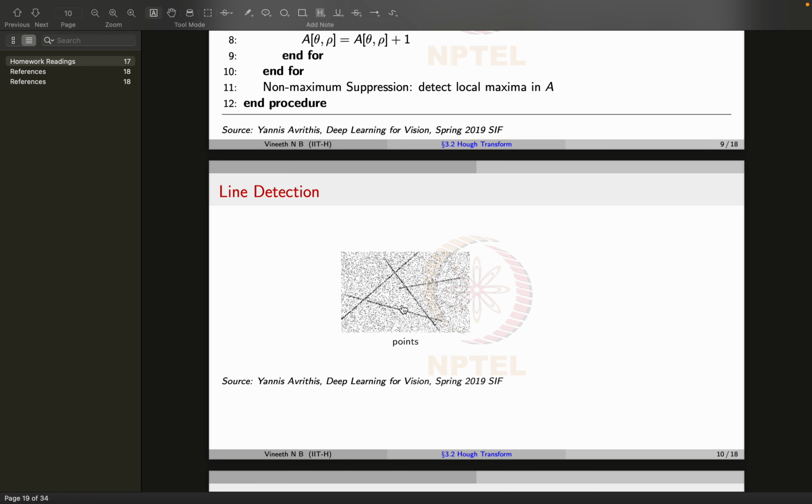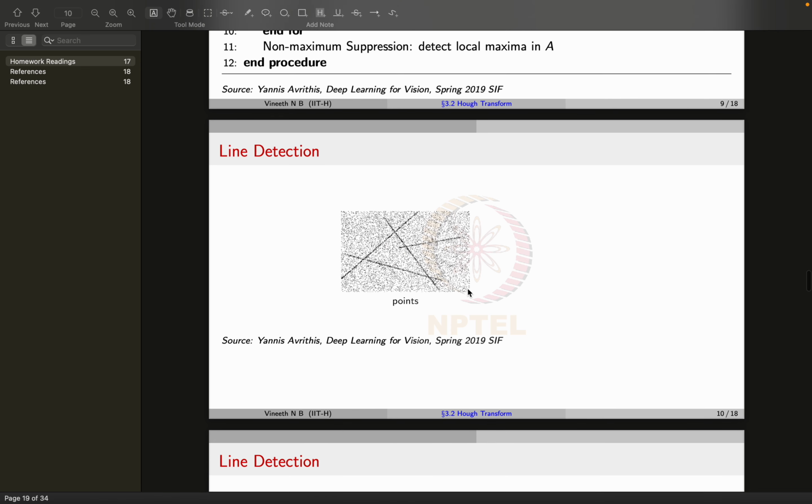So if we have an image like this, like an edge image, so I have these lines here, right? 1, 2, 3, there are 4 lines here.